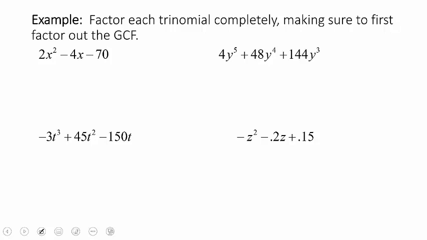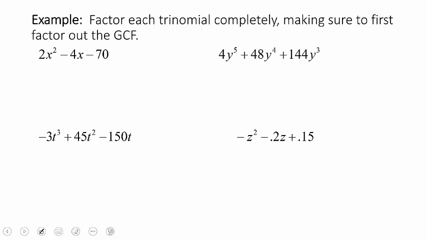In this video, we're going to get some more practice factoring trinomials that have a leading coefficient of 1. However, you'll notice that all of the examples on this slide don't have a leading coefficient of 1. They have something else out front there, okay? So in the directions it says factor each trinomial completely, making sure to first factor out the GCF. Okay, so all of these have a GCF that we have to factor out first, and then we'll concentrate on finding the product of two binomials.